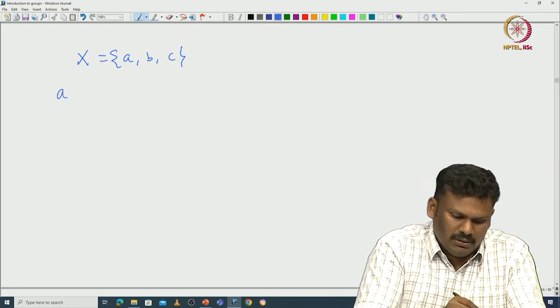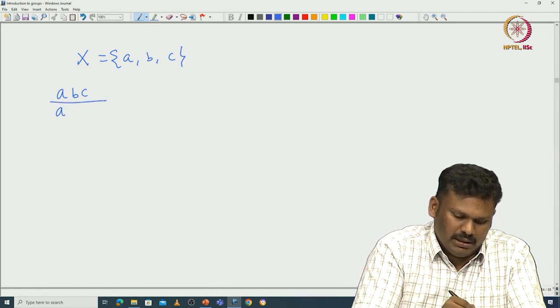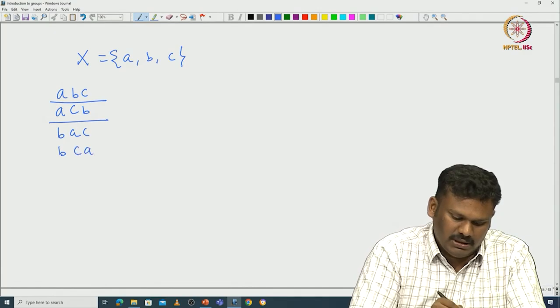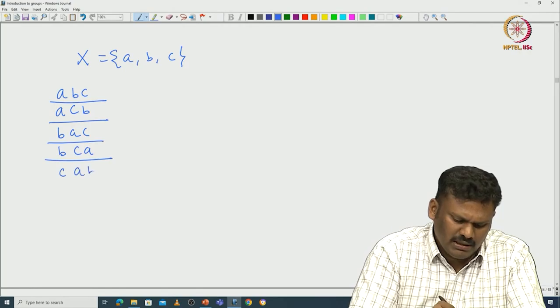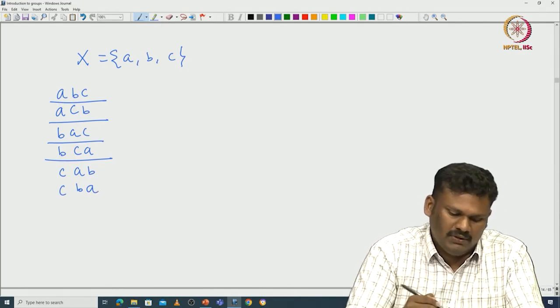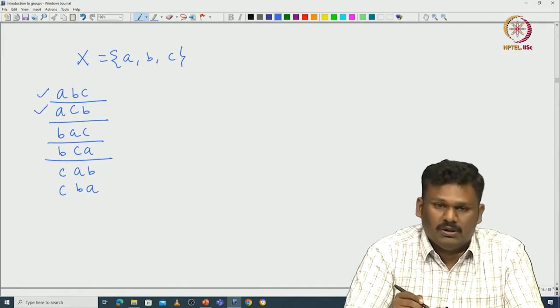So let's write down ABC. Then I can keep the first position as it is and switch the other two, ACB. So this is one. Then I can write BAC, fix this and switch them, and then I can start with C, keep AB, and then switch. Any possible one-line word should start with either A, B or C. If it starts with A, these two are the possibilities.